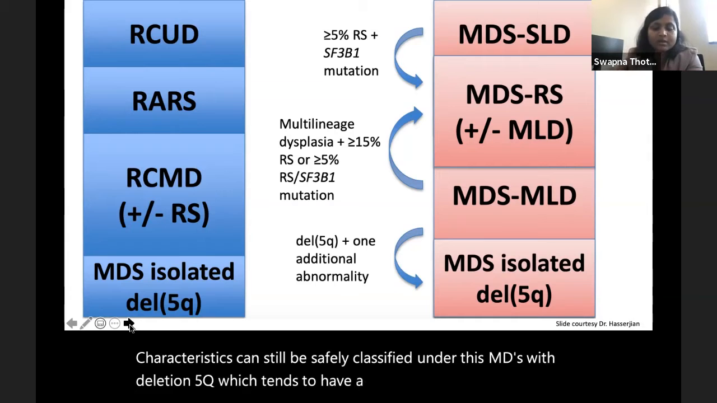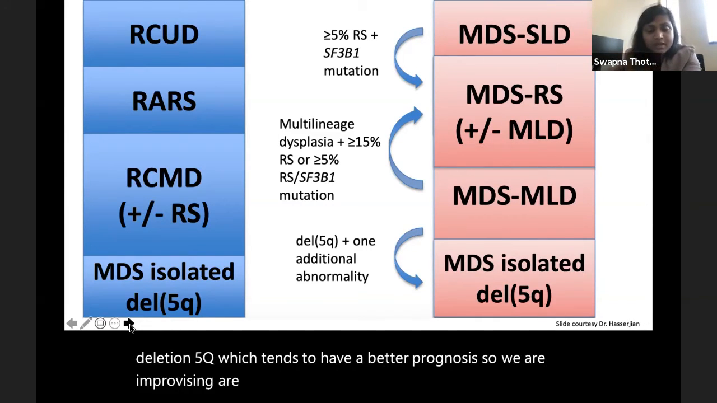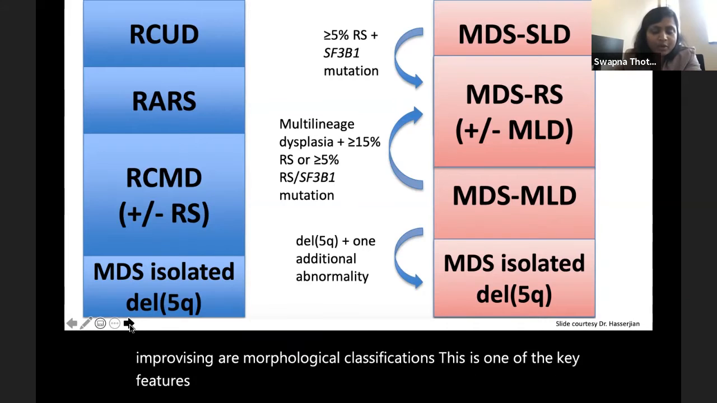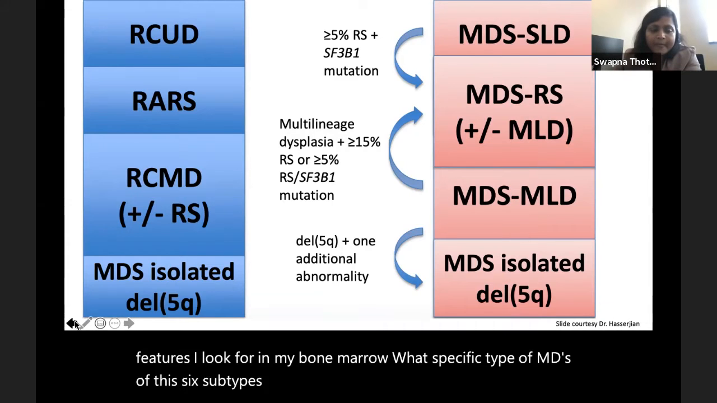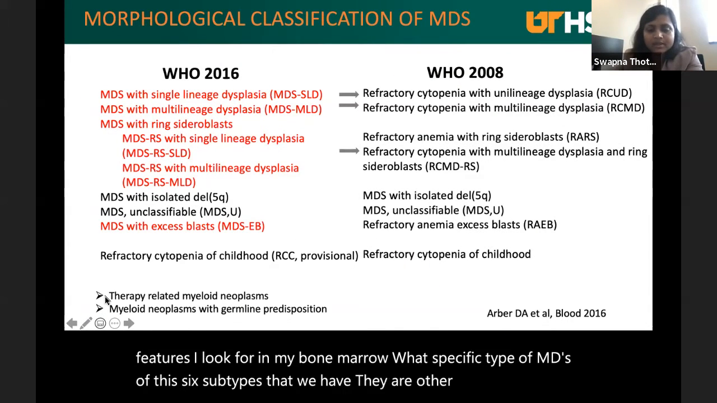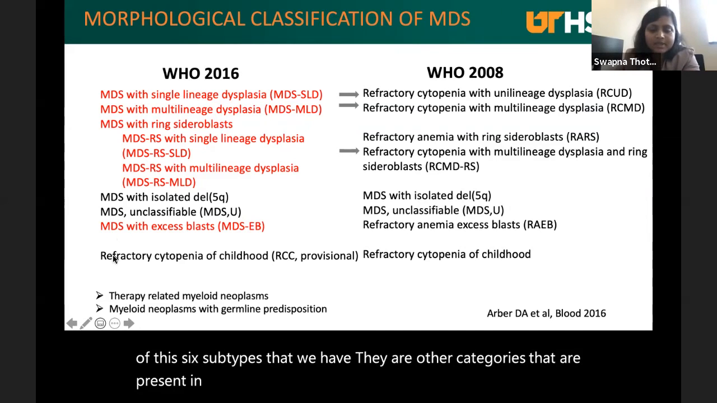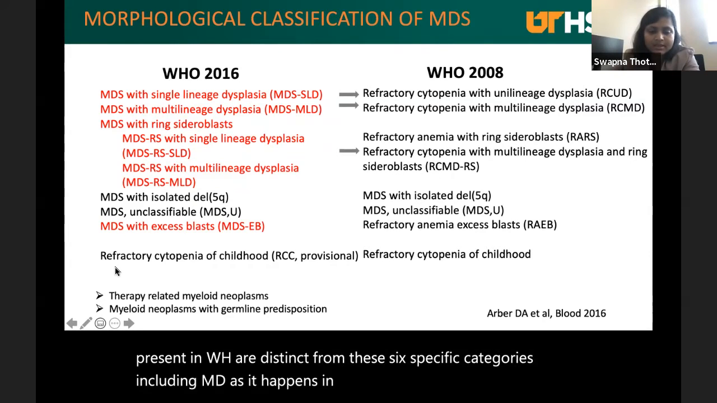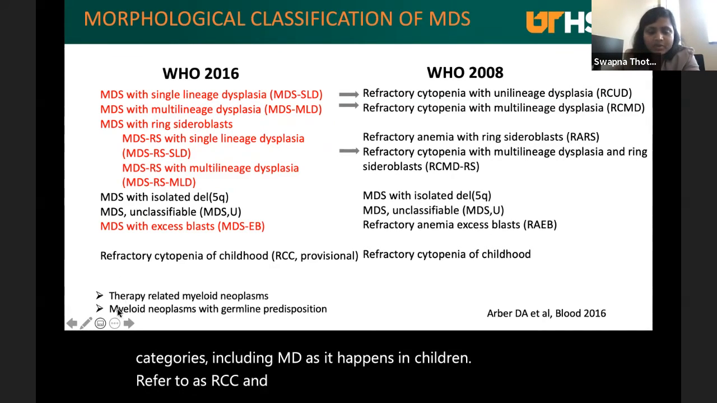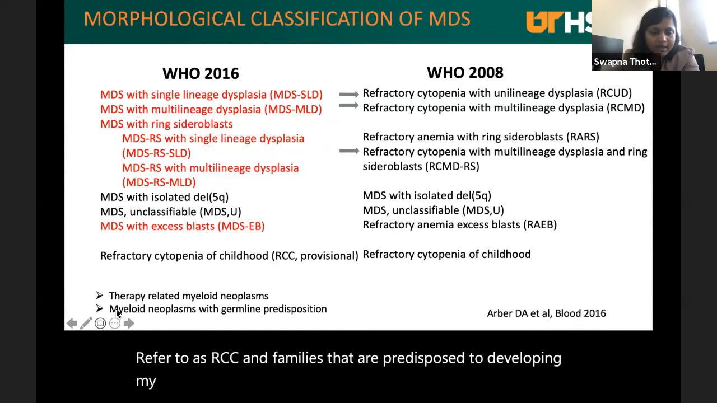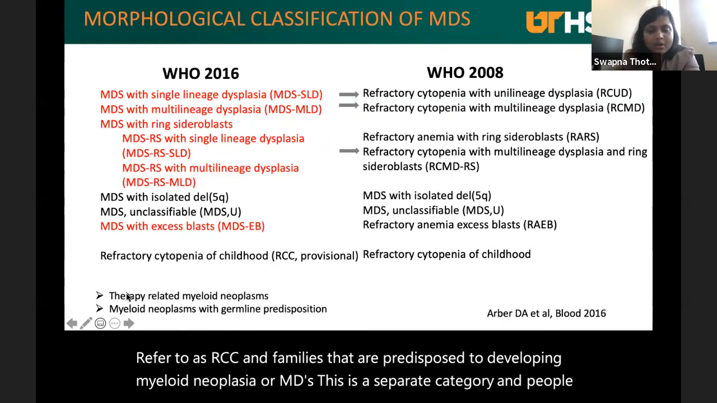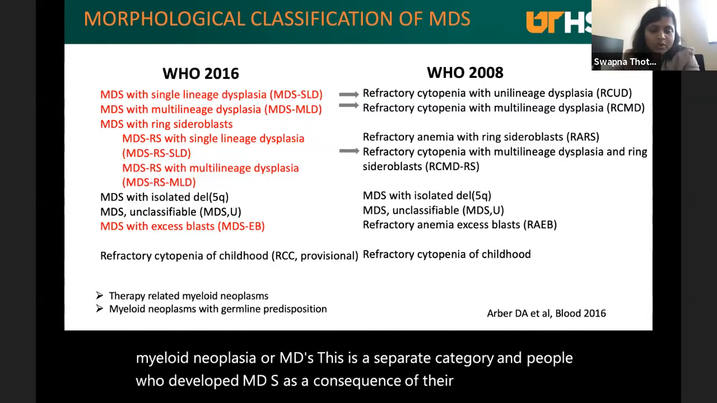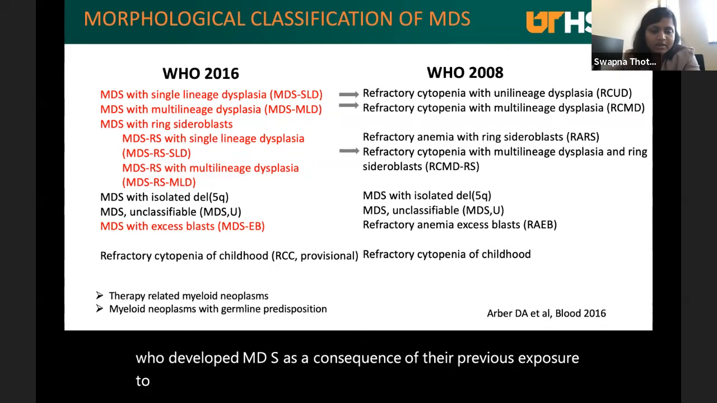So we are improving our morphological classifications. This is one of the key features I look for in my bone marrow, what specific type of MDS of the six subtypes that we have. There are other categories that are present in WHO distinct from these six specific categories, including MDS that happens in children, referred to as RCC, and families that are predisposed to developing myeloid neoplasia or MDS. This is a separate WHO category, and people who developed MDS as a consequence of their previous exposure to chemotherapy or radiation therapy.